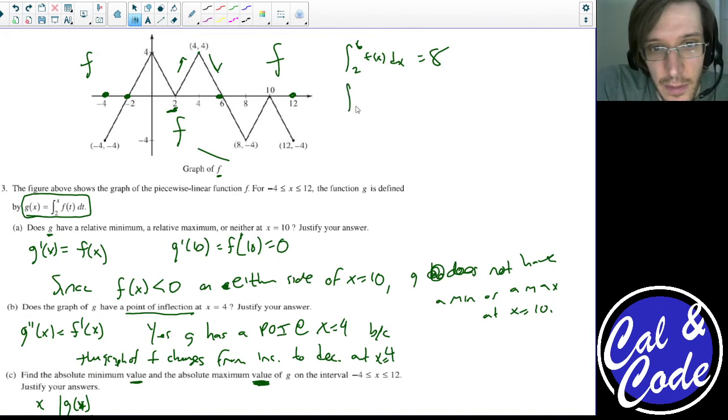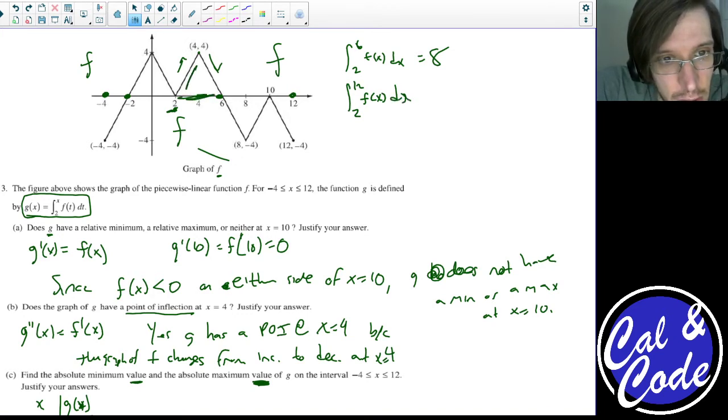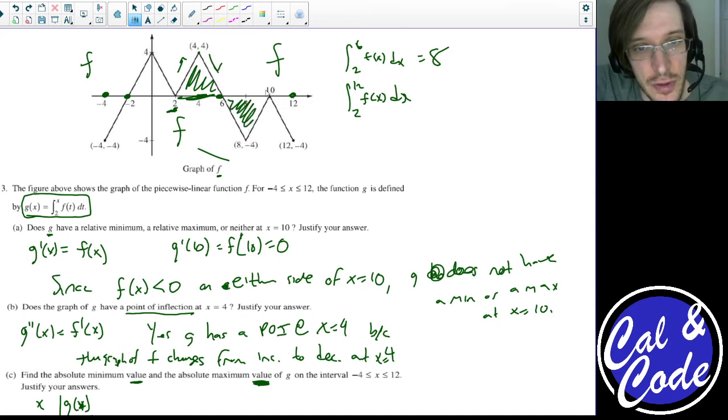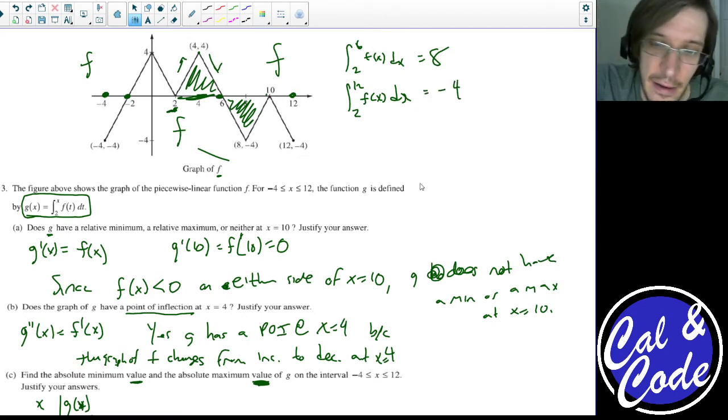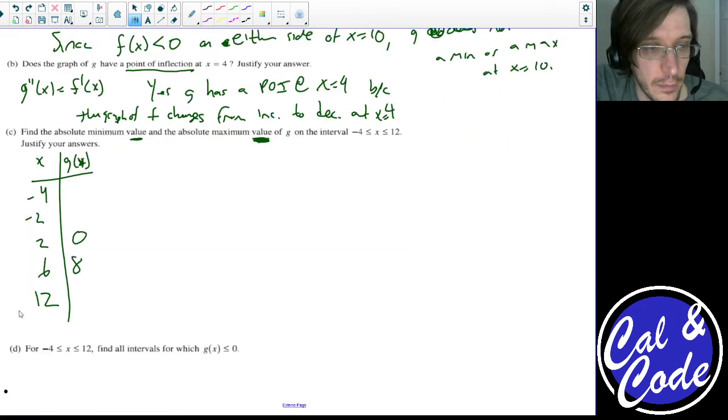All right, now let's talk about going to 12, from 2 to 12, f of x dx. Well, this triangle and this triangle are equal, so going from 2 to 10 gets me back to 0. But then I'm going to keep going, and I have another triangle here, height of 4, base of 2. So this is going to give me a value of negative 4.